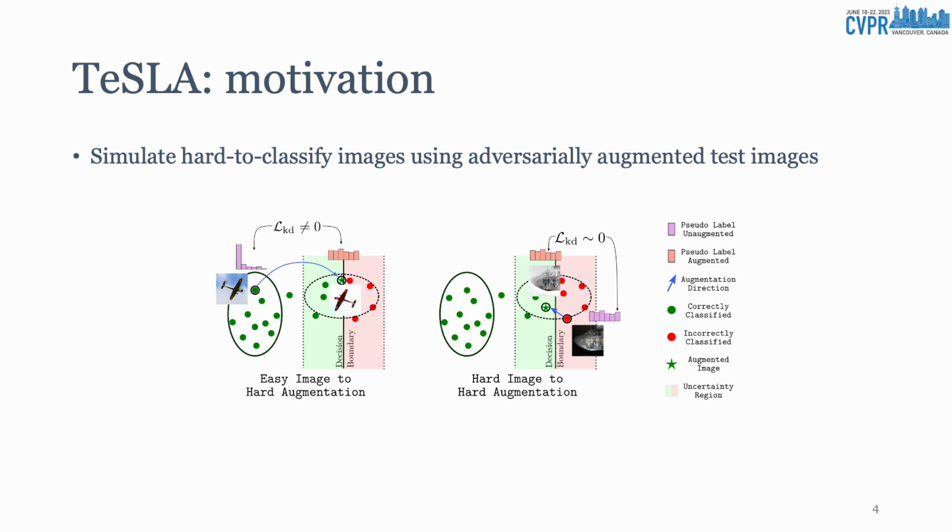Our method's main motivation is to simulate hard-to-classify images by using adversarial augmentations and adapting the model on those augmented views. Adversarial augmentations bring the feature representations of easy and hard images closer to the decision boundary, promoting learning from easy images while discarding updates on hard images.